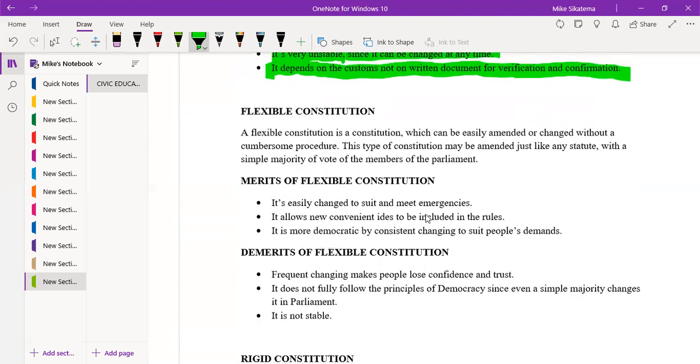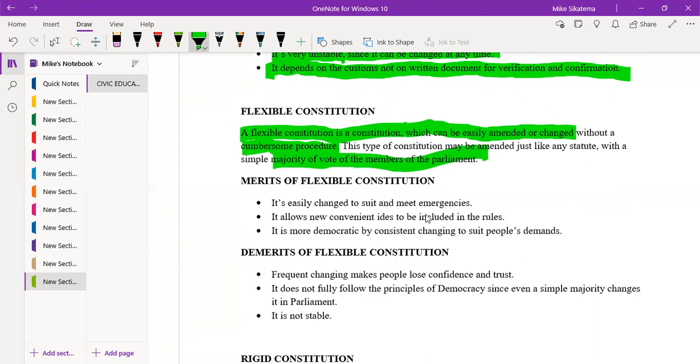So let's now go on and talk about the distinctions between a flexible constitution and a rigid constitution. So flexible, easily adjustable, bendable. A flexible constitution is a constitution which can easily be amended. So to amend means to change without a very cumbersome procedure. This type of constitution may be amended like a statute with a simple majority vote of the members of parliament. So we selected our members of parliament. They can come in and sort of vote and change the constitution somehow. That's what it means for a constitution to be a flexible constitution.